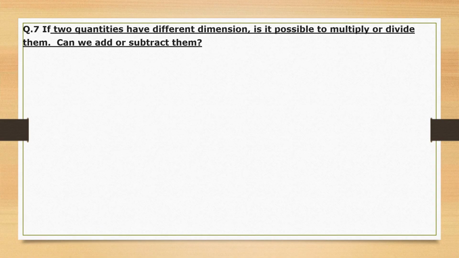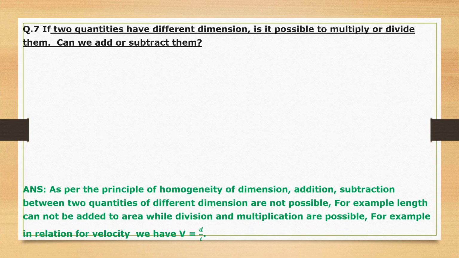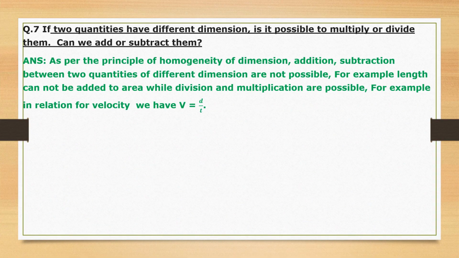Question number 7. If two quantities have different dimensions, is it possible to multiply or divide them? Can we add or subtract them? Its answer is, as per the principle of homogeneity of dimensions, addition and subtraction between two quantities of different dimensions are not possible. For example, we cannot add length to area, while division and multiplication are possible.